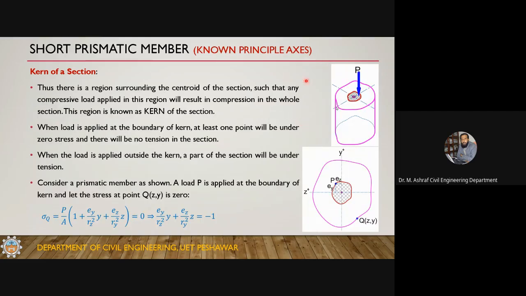So here you can visualize these things in a three-dimensional view. This is a cross section, and this is a region. If you want to place a load within this region, the whole cross section will be under compression, and there will be no tension. This region is known as the kern of this section.